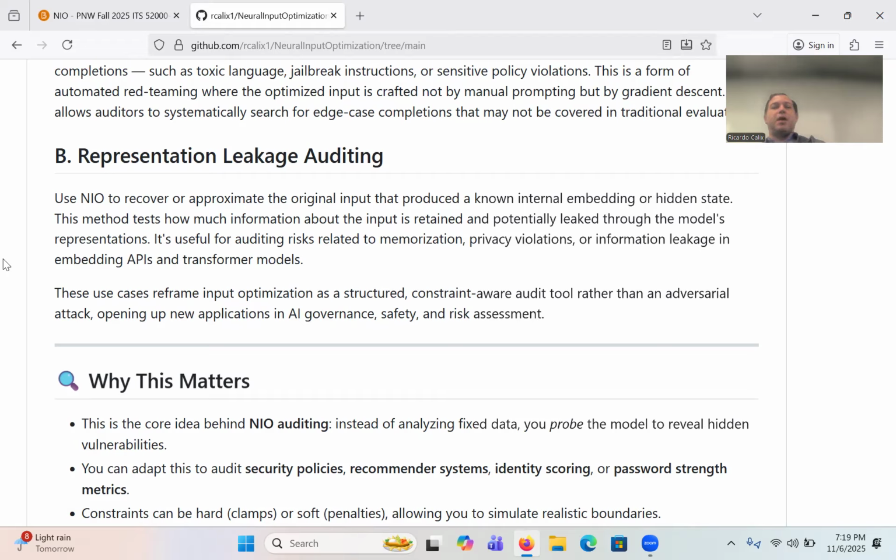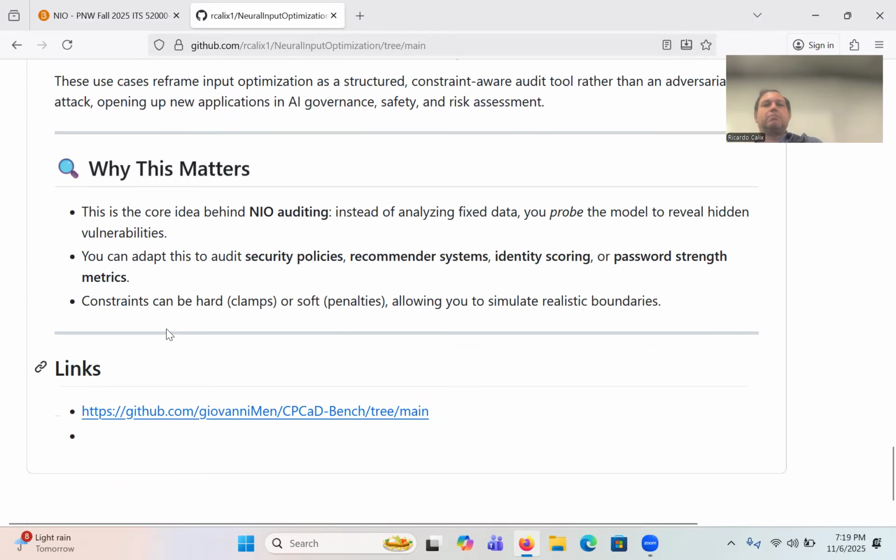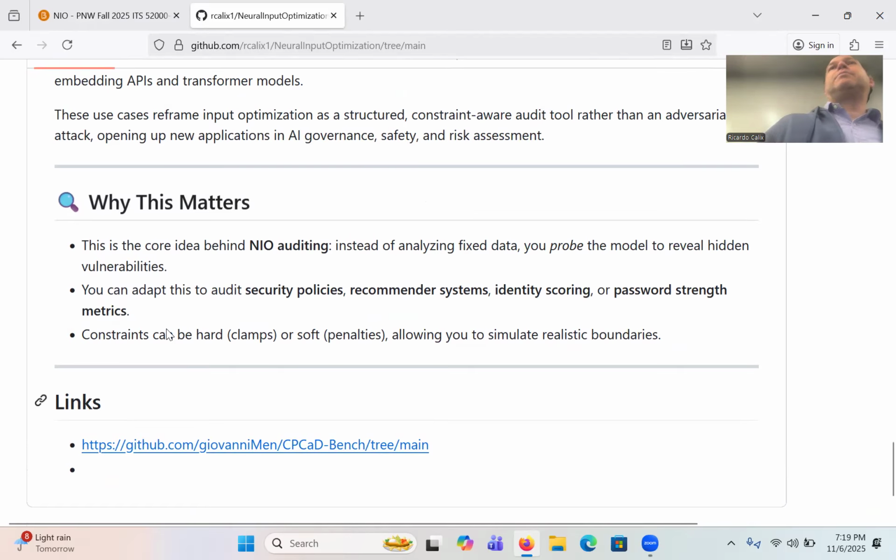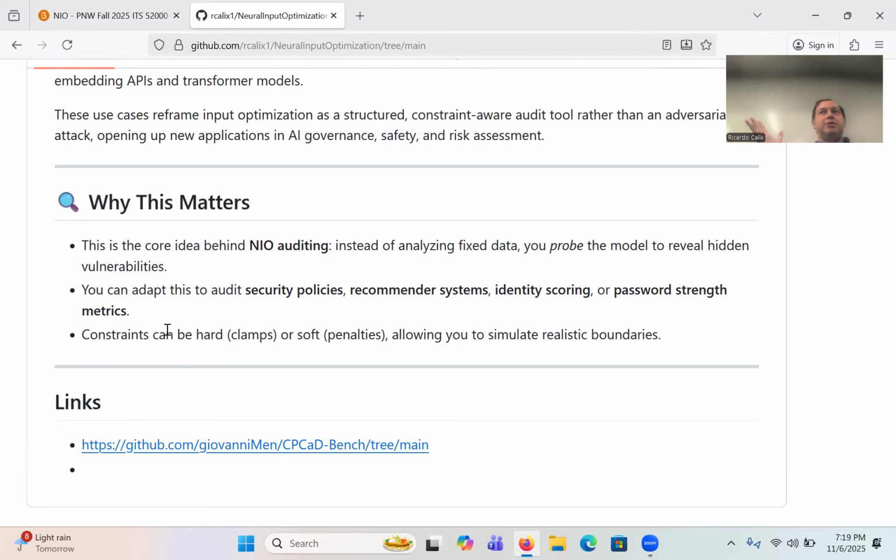These use cases reframe input optimization as a structure-constraint-aware audit tool rather than adversarial attack, opening up new applications in AI governance, safety, and risk assessment. So, type of auditing. Yeah, good. But with this technique, yeah, like the average. We can get the average of it, possibly, not the data.